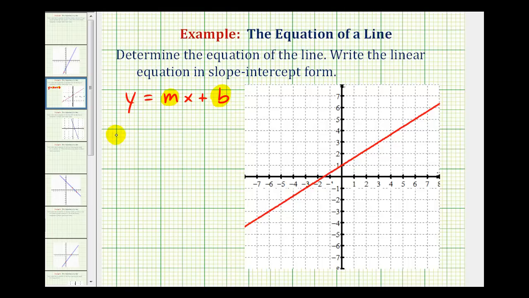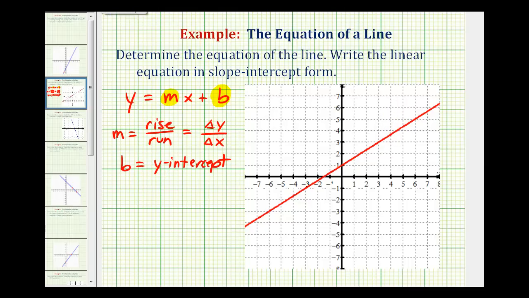And just to review, the slope is often defined as the ratio of the rise to the run, which is the ratio of the vertical change to horizontal change, often denoted as the ratio of the change in y to the change in x. And b is the y-intercept. And we can determine both of these by analyzing the graph.